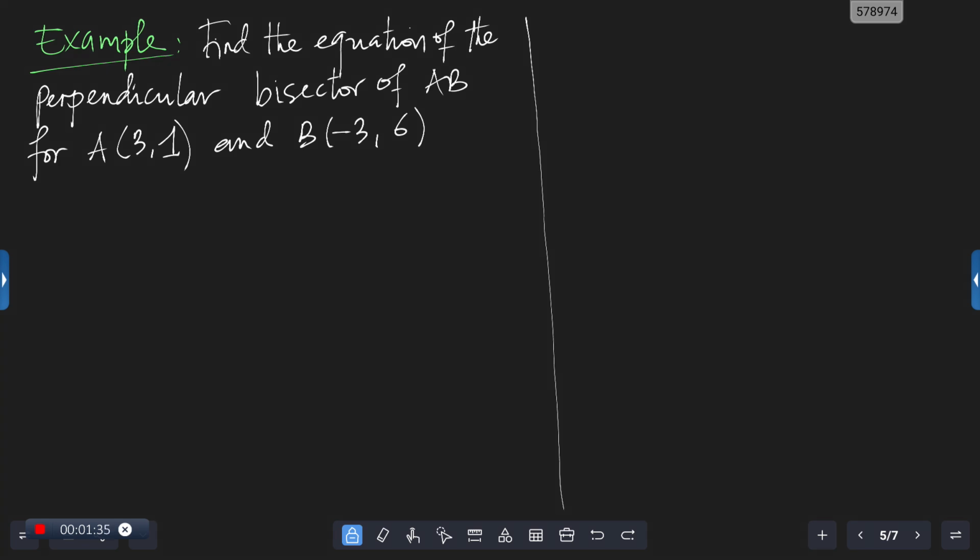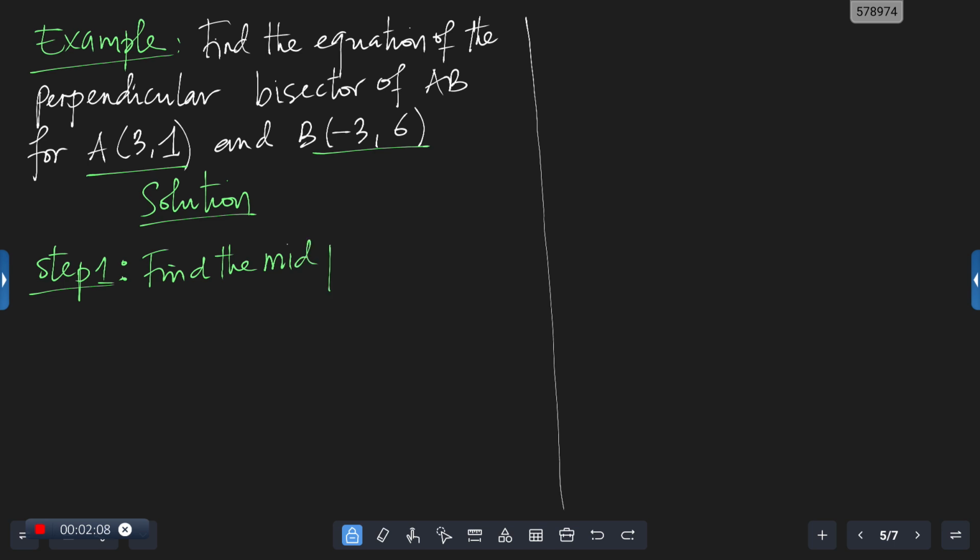Find the equation of the perpendicular bisector of AB for the points A and B. So, solution. We're going to solve this problem in 3 steps. Step 1. We find the midpoint of AB.